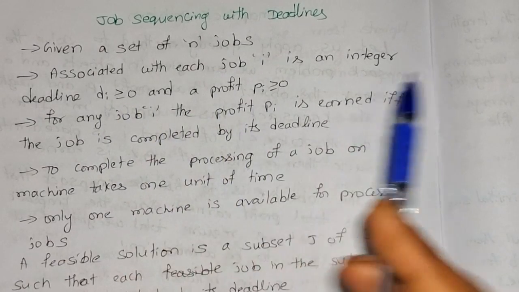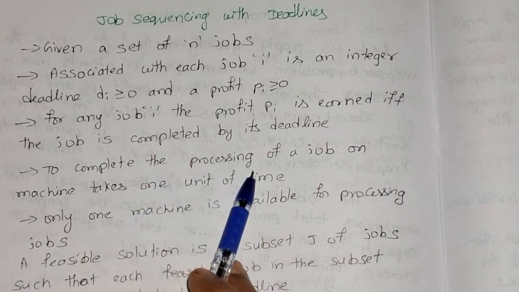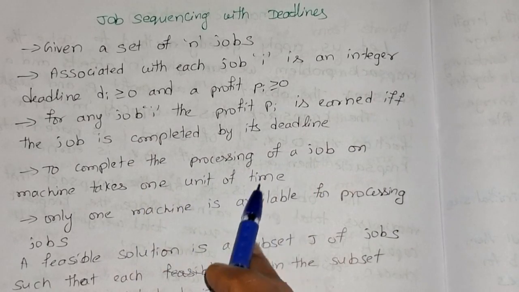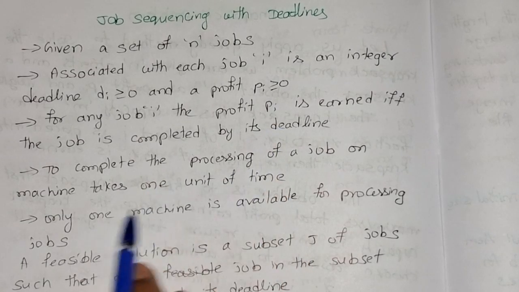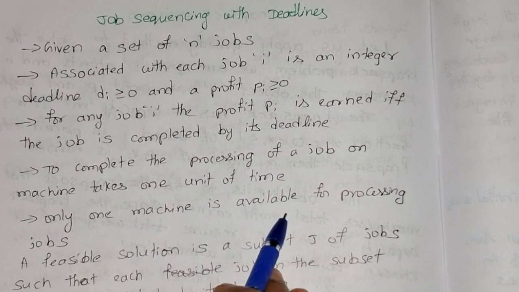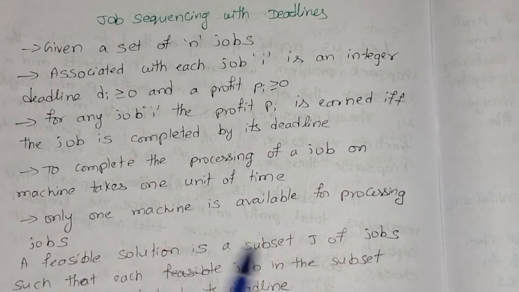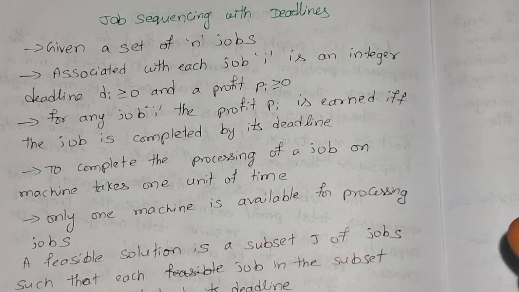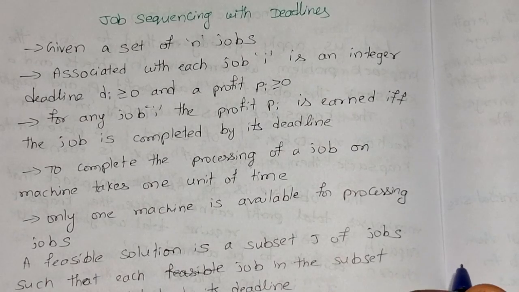To complete the processing of a job on the machine takes 1 unit of time. Only one machine is available for processing jobs. So there is only one machine available for processing the jobs, and we need to allocate the jobs based on some time slots here.